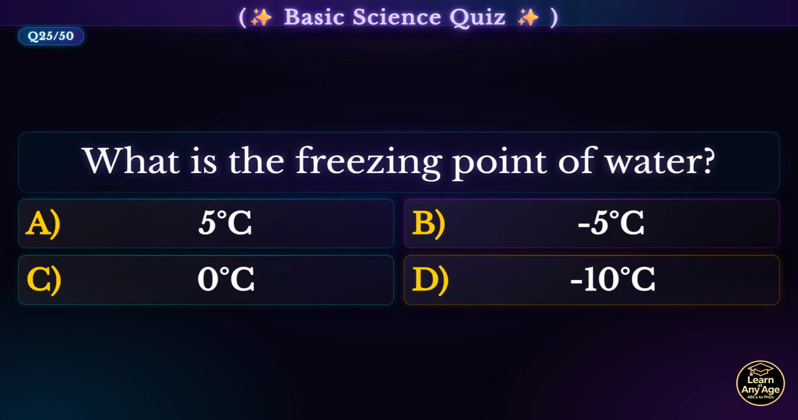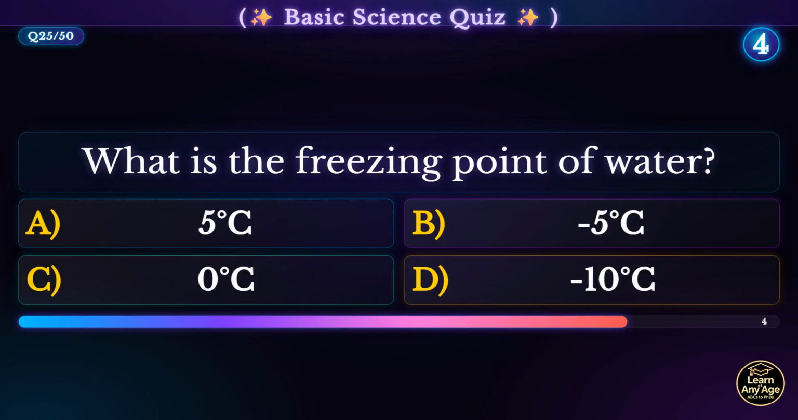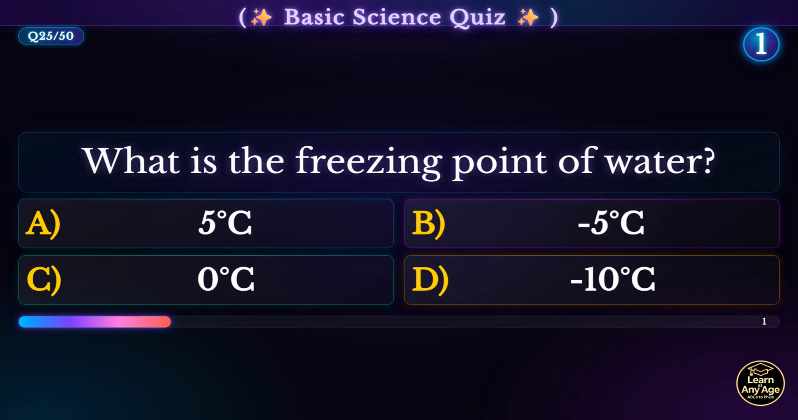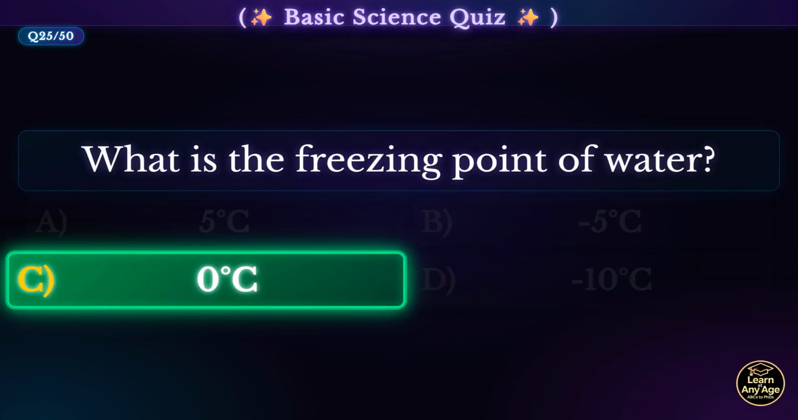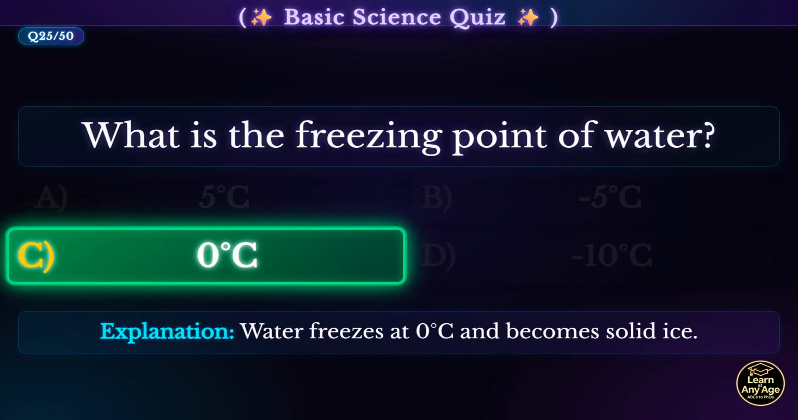What is the freezing point of water? 5 degrees Celsius, -5 degrees Celsius, 0 degrees Celsius, -10 degrees Celsius. Zero degrees Celsius. Water freezes at 0 degrees Celsius and becomes solid ice.